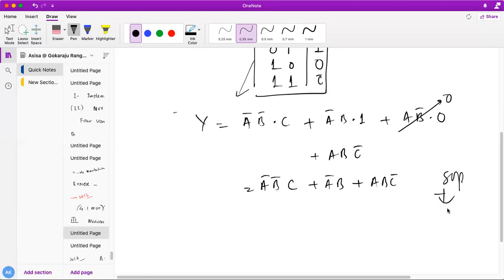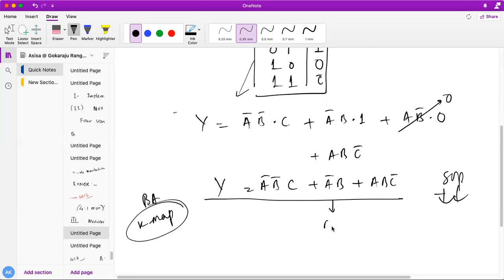So what you need to do, you have to minimize it. How to minimize? You know that you can minimize either with the help of Boolean algebra or with the help of K-map. I always suggest using K-map to minimize. So the first question is whether this equation is in canonical form. No, this logical expression is not in canonical form. So what you need to do? You first have to convert it into canonical. So here what is the missing variable? No missing variable. Here what is the missing variable? C is the missing variable. Here no missing variable.